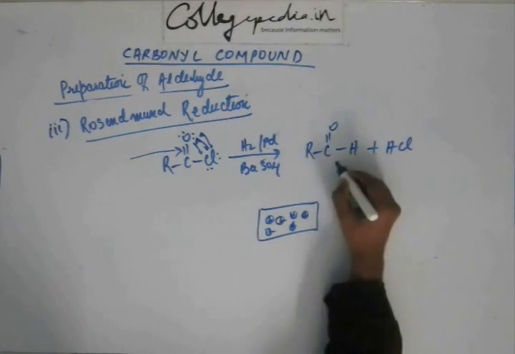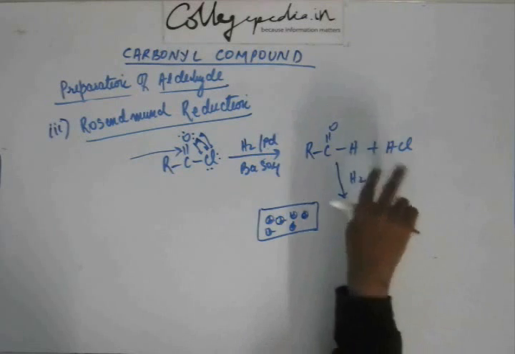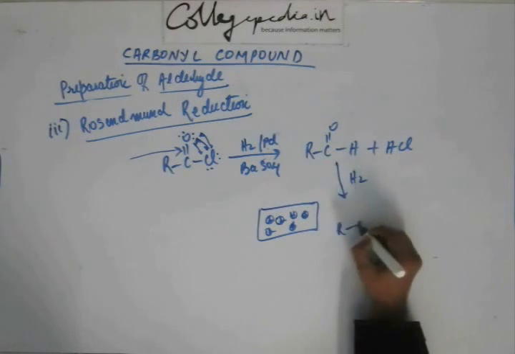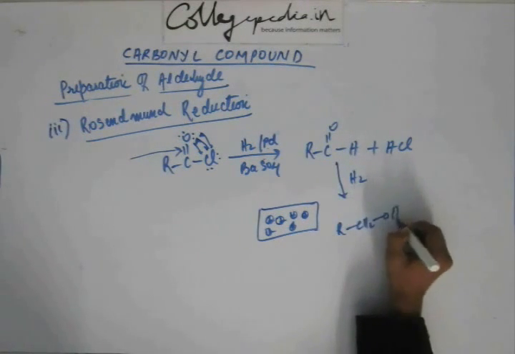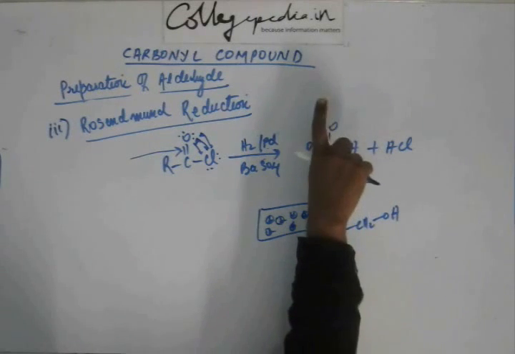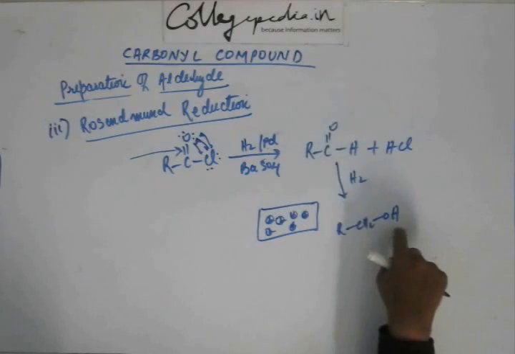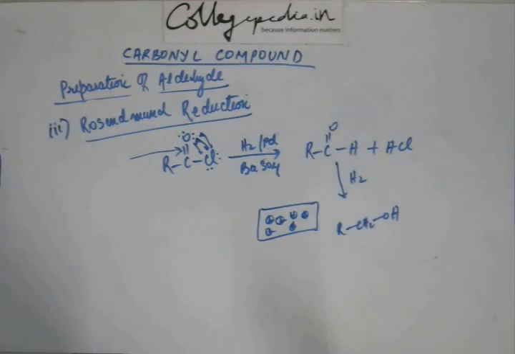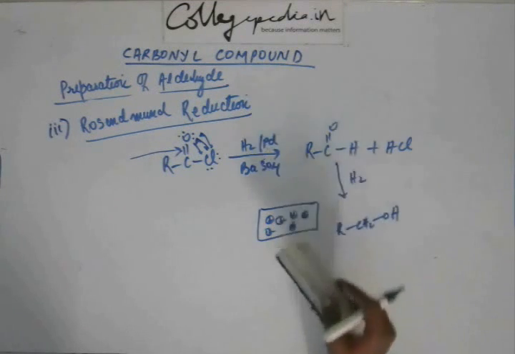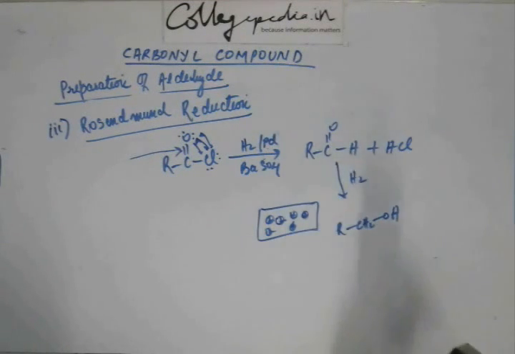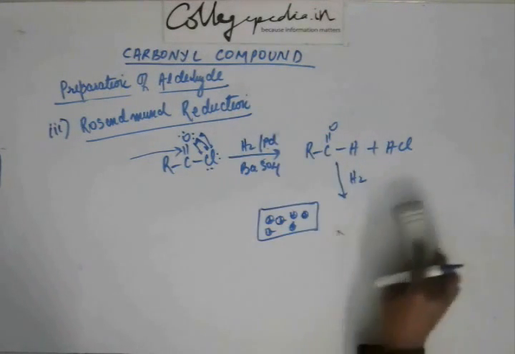Because if you reduce under very high pressure, if you reduce this C double bond O, then you are going to get this alcohol. There's hydrogen on this carbon and hydrogen on this oxygen. So RCH2OH. You're going to get this. So this risk is reduced because this aldehyde will no more be on the surface of palladium and there cannot be any reaction. Right? So this is the Rosenmund reduction for you.